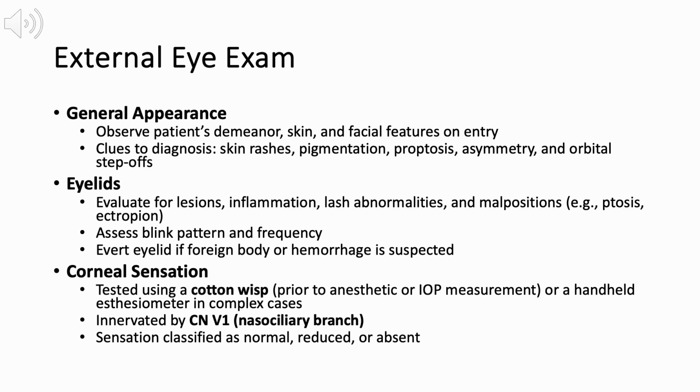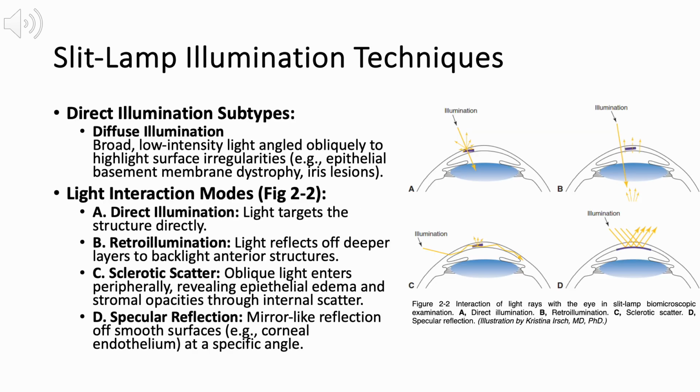Corneal sensation is tested using a cotton wisp, ideally before any topical anesthetic or intraocular pressure measurement. In complex or subtle cases, a handheld esthesiometer may be used. Corneal innervation is provided by the nasociliary branch of cranial nerve V1, and findings should be recorded as normal, reduced, or absent. Slit lamp examination utilizes various illumination techniques to evaluate different ocular structures.